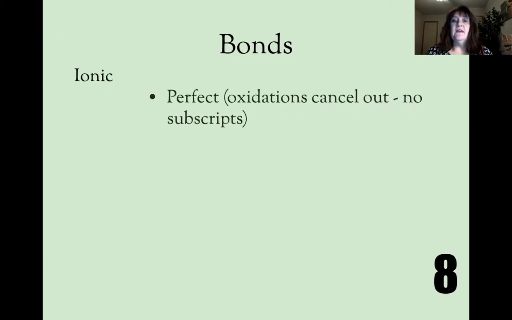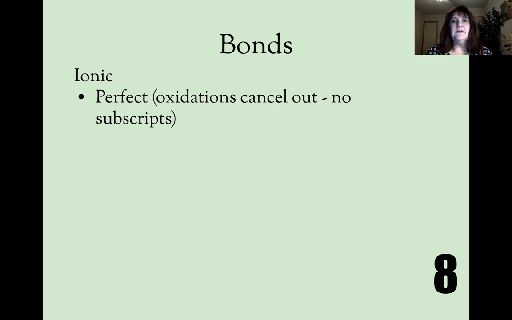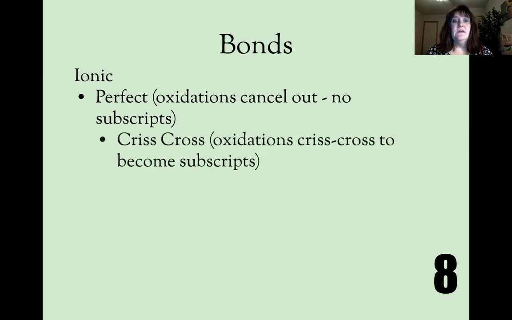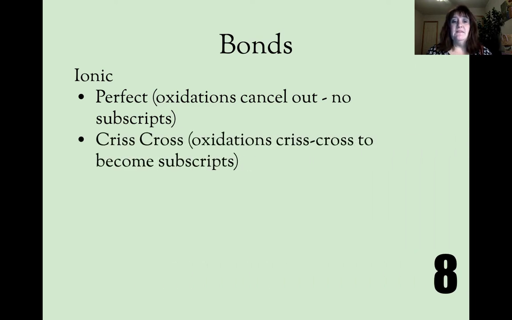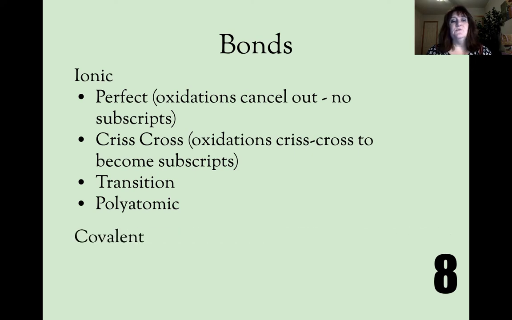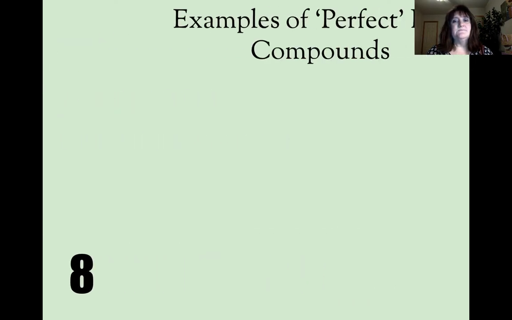So, within ionic, you have 4 different kinds of ionic. You have perfect, where the oxidations cancel out. You have no subscripts. You have a crisscross method that uses the oxidation numbers to become subscripts. You have transition that also uses the crisscross method, and polyatomic that uses the crisscross method. And then finally we'll talk about covalent.